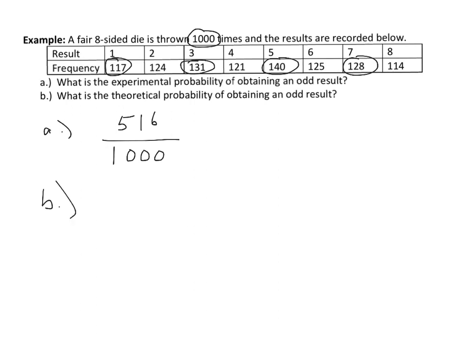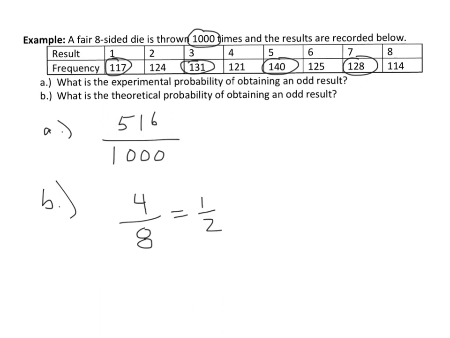Question B, what is the theoretical probability of obtaining an odd result? Well, in this case, a fair 8-sided die is thrown. We can see that the results are 1, 2, 3, 4, 5, 6, 7, and 8. There are 8 different things in the sample space. 4 of those are odd, and so the theoretical probability of getting an odd result is 4 out of 8, or 1/2. I could also simplify the top one. Simplification isn't absolutely necessary.